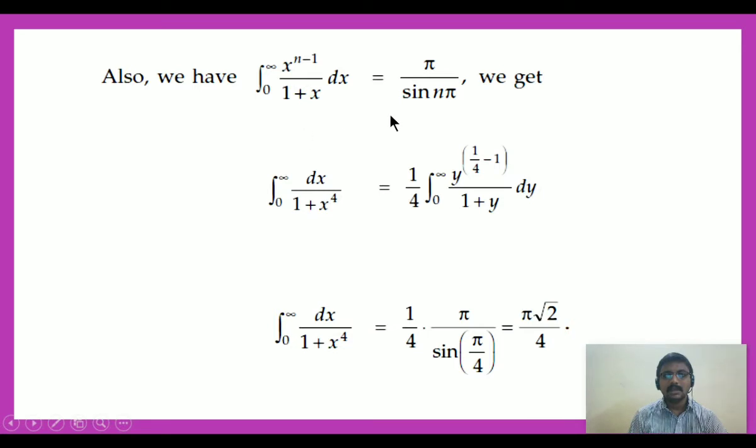So simple, we just have to remember this formula. The formula is: integral 0 to infinity x power n minus 1 by 1 plus x dx is pi by sine n pi.